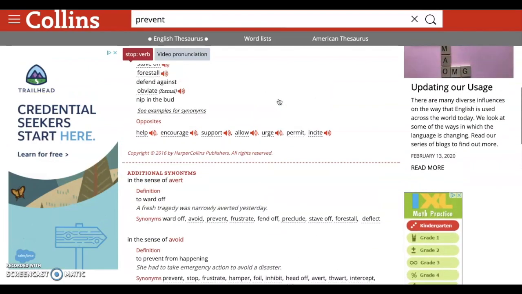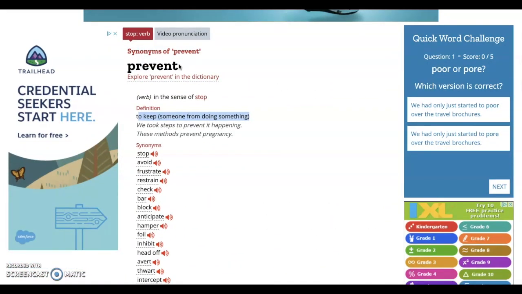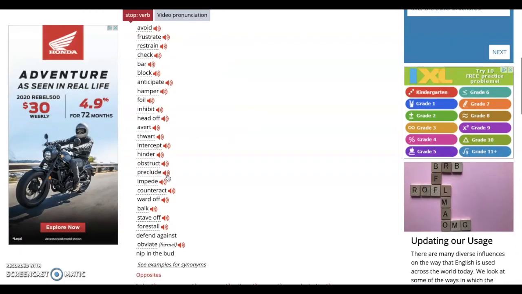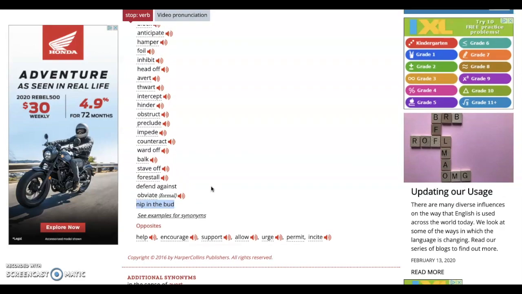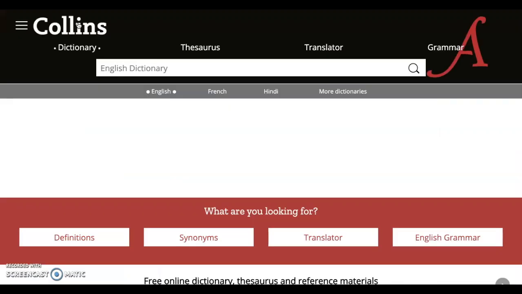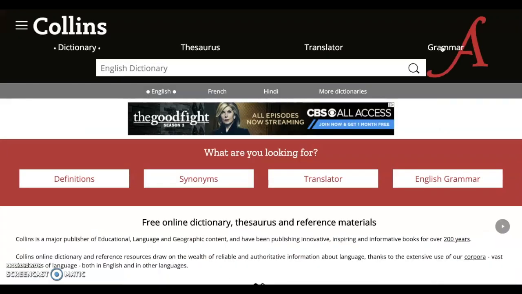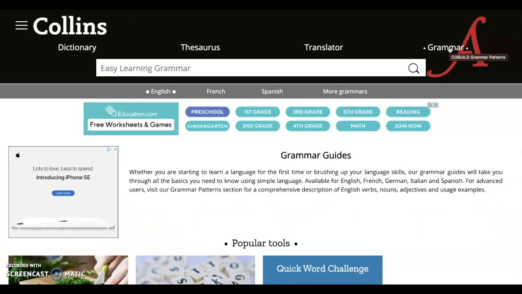We also have idioms in it. So the word prevent means stop, avoid, frustrate, but it also means to nip in the bud, which is an idiom with the same meaning. Finally, the last feature about the Collins Dictionary that I'd like to talk about is the grammar tab, which again you can access from the home page.